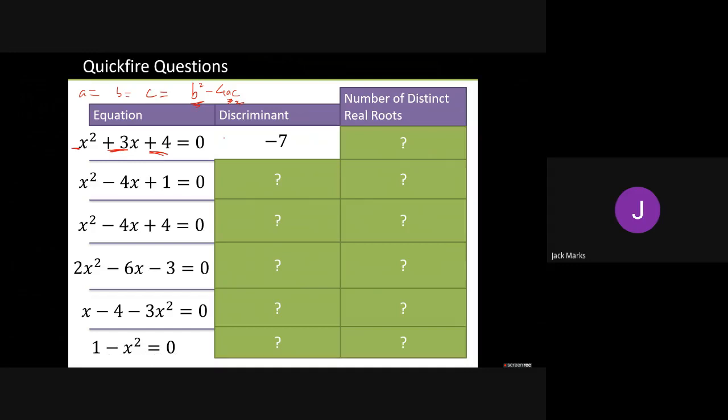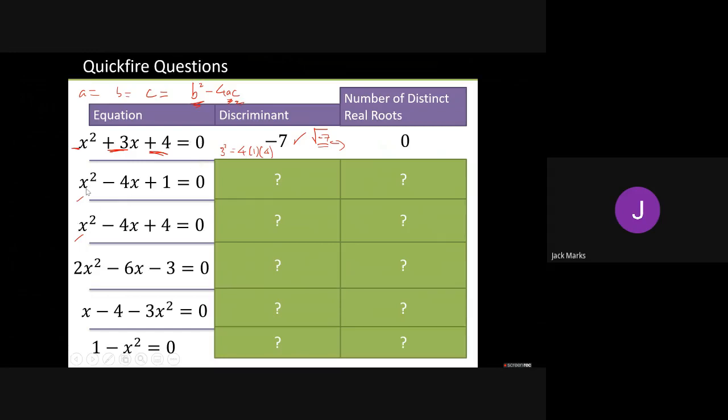b squared is 3 squared, minus 4, a is 1, and c is 4. So 9 take away 16 is minus 7. What does it mean? It means you will have the square root of minus 7. That means that there will be no roots. It's not possible. Pause the video and have a go at the next 2, and I'll reveal those to talk about those.